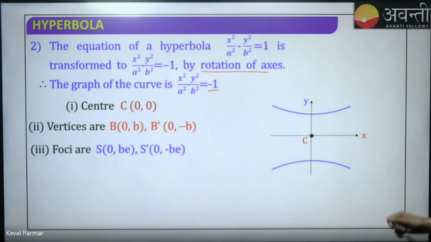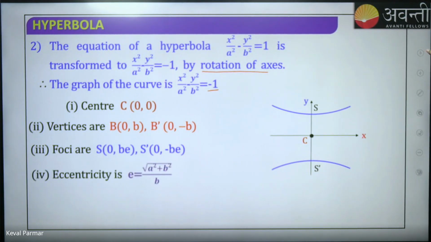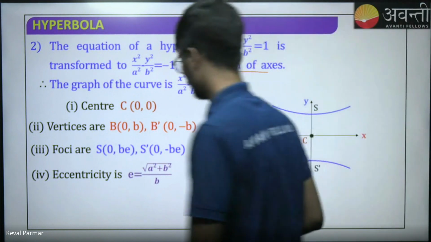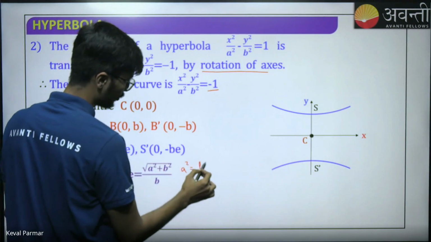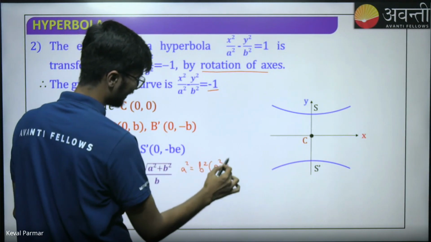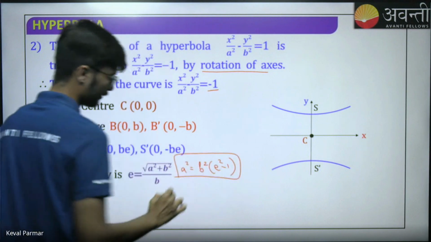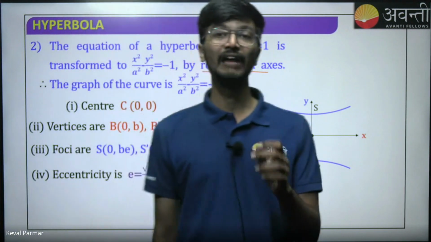So as you can see here, this is the diagram or the graph, you can say. Eccentricity will be the same. Eccentricity how will it be the same? It will be a square equals to b square into e square minus 1. From this, we can easily get the value of e.